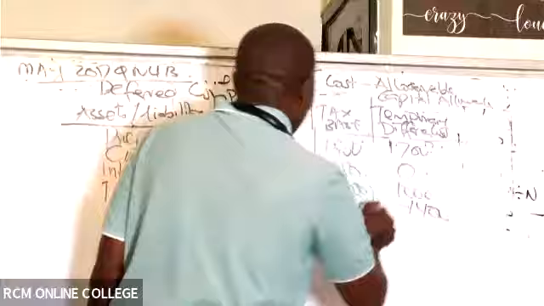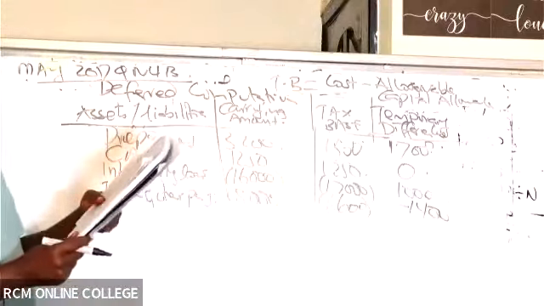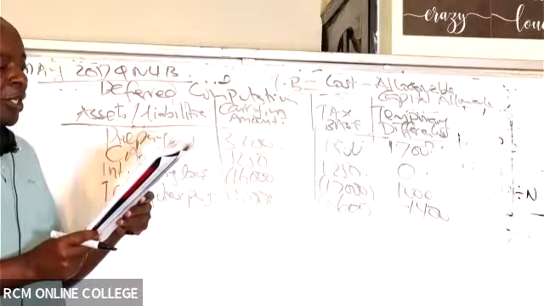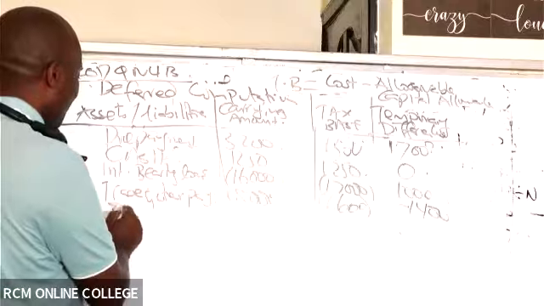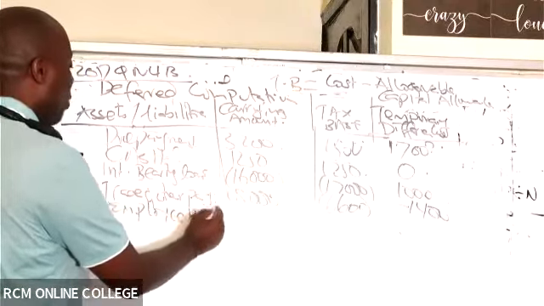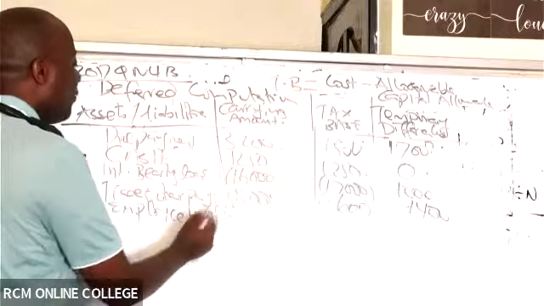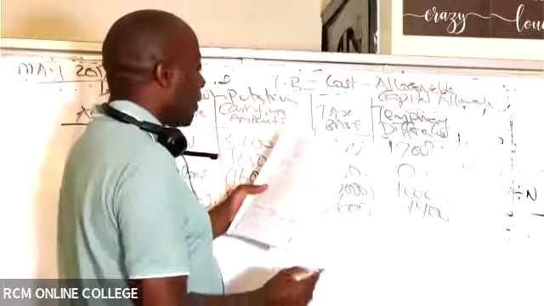Minus, because in liability is more bracket, abracadabra. After that, ladies and gentlemen, we have employee benefits. So employee benefits, what do we have here? Carrying amount of employee benefits is 2,000.